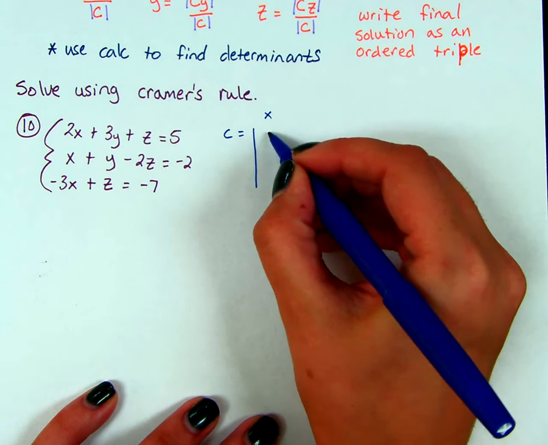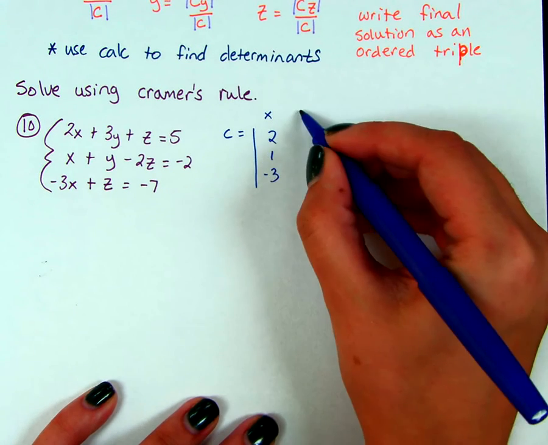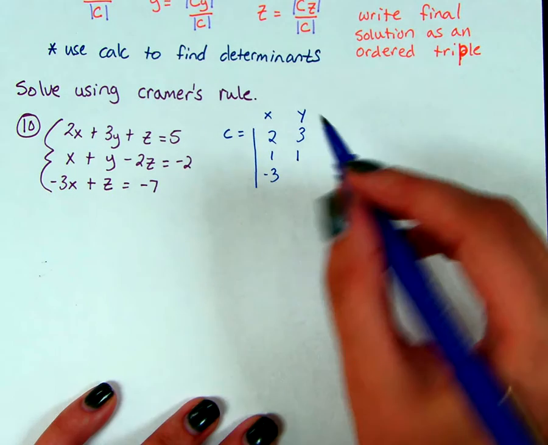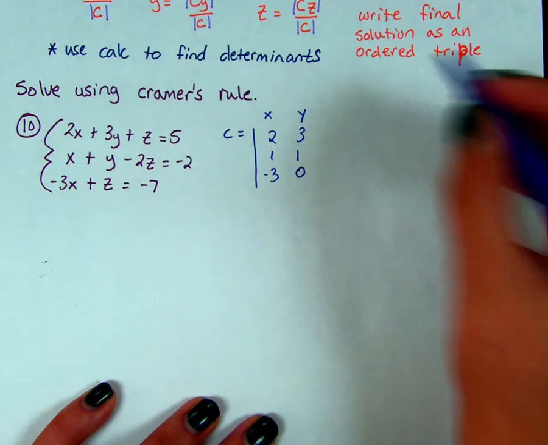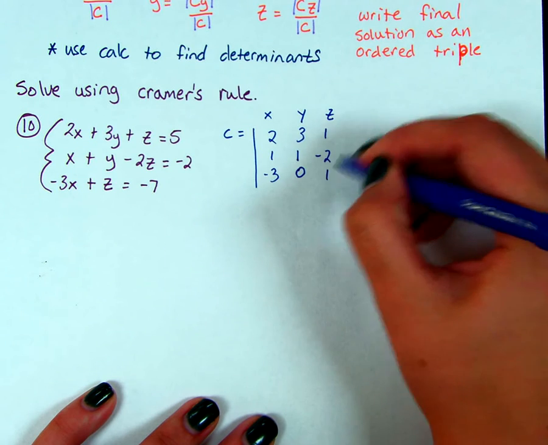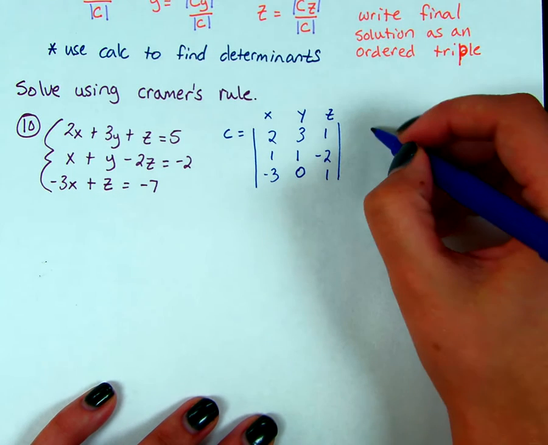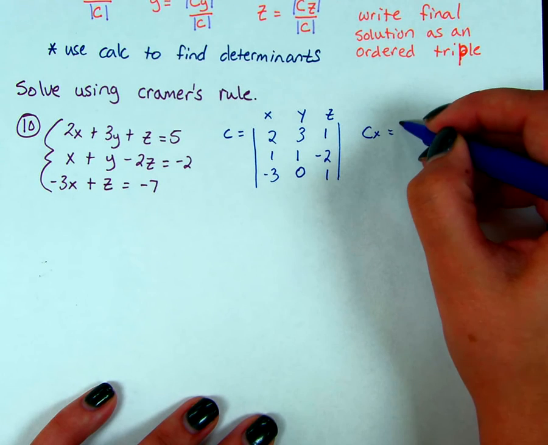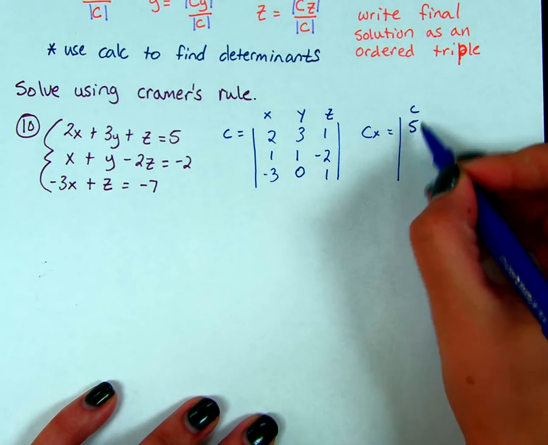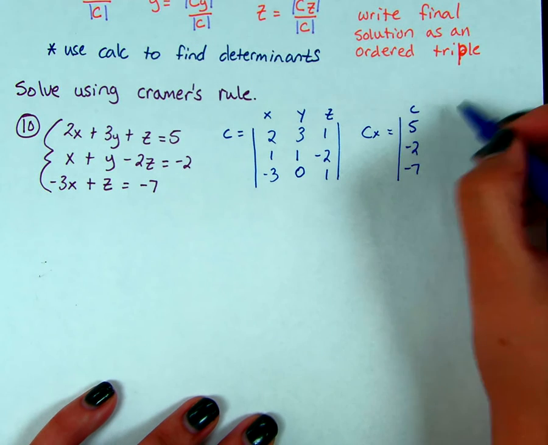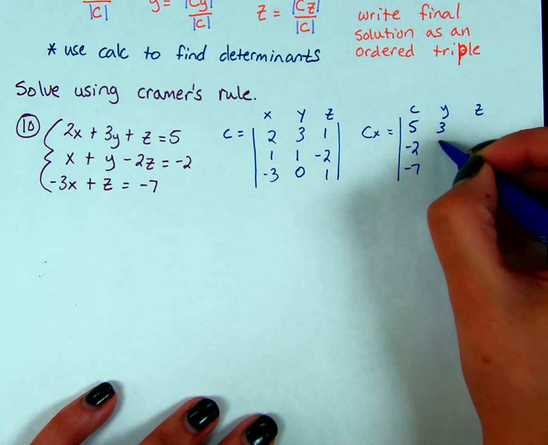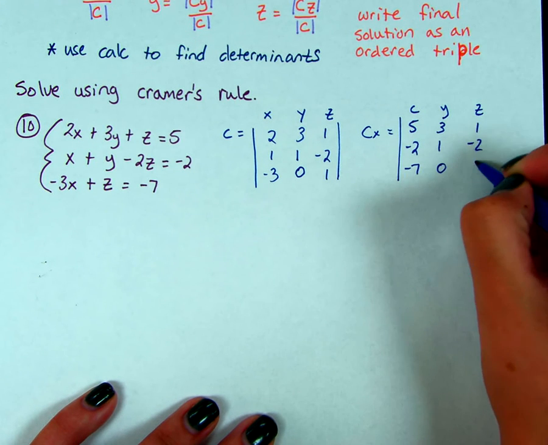So x's, we have 2, 1, and -3. Our y's, we have 3, 1. And then in our third equation, we don't have a y variable, so we're going to put 0 for that spot. And then z is 1, -2, and 1. All right, so now Cx. Again, we are going to replace our x column with our constants, so 5, -2, and -7. And then our y and z is going to stay the same, so 3, 1, 0, 1, -2, 1.